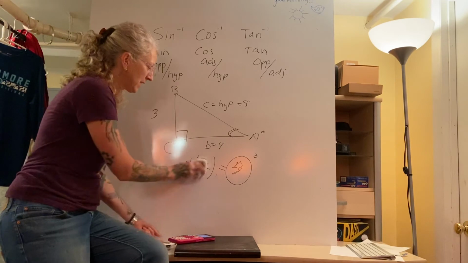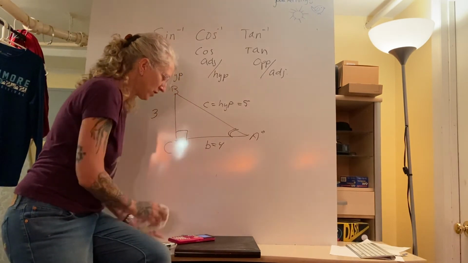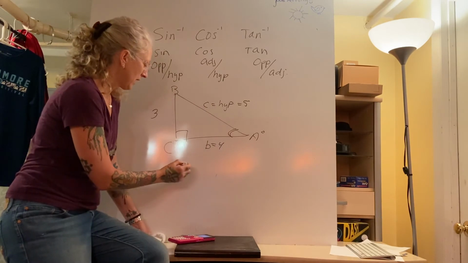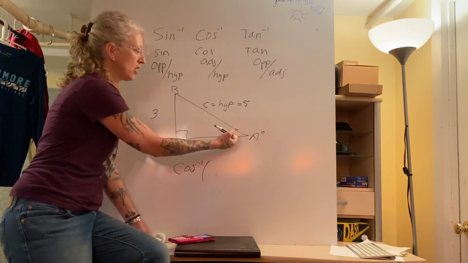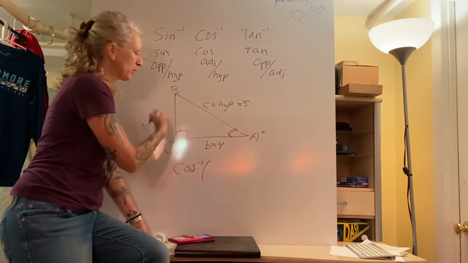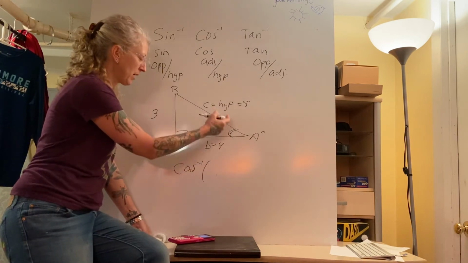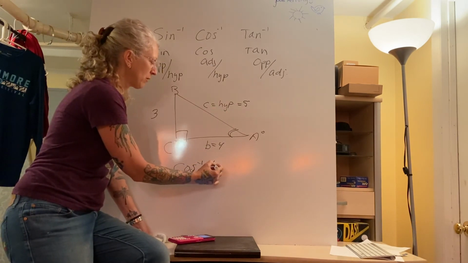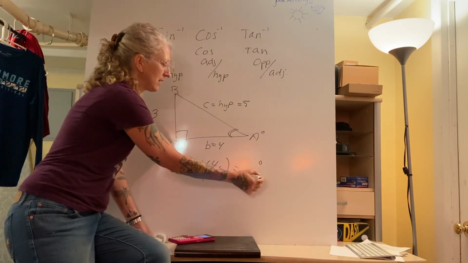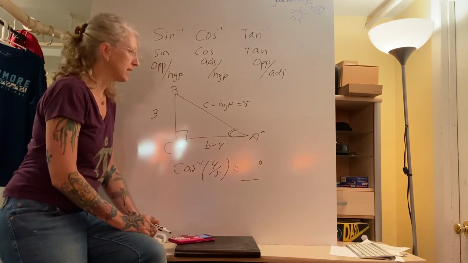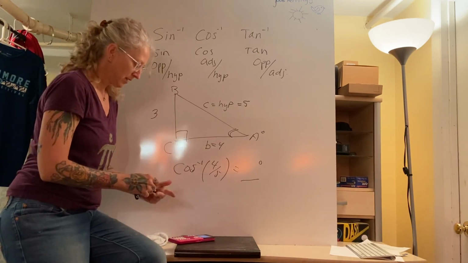If you still want to find angle A and you want to use the cosine inverse function, it doesn't matter which function you use, because we're given all three sides. So if I want to use cosine, I would have to use adjacent over hypotenuse. So in Desmos, I would put 4 over 5, and then that's going to give me the angle degree. That's it. Quick and simple and painless.